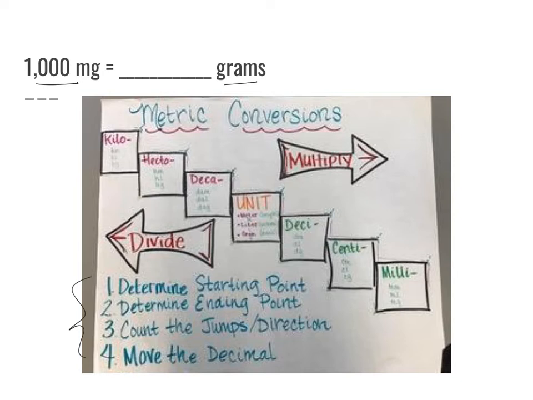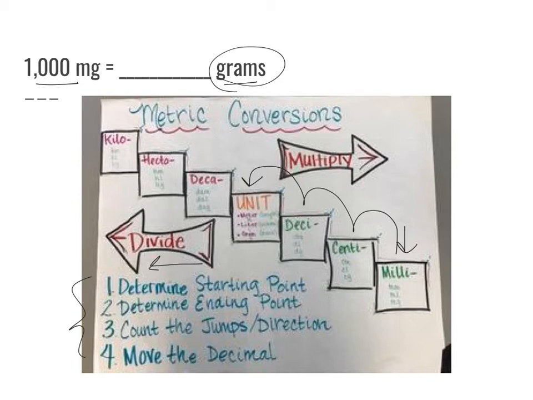You count the jumps and you note the direction you're supposed to move, and then you just move the decimal. So here, since I'm going from 1,000 milligrams, I know that my starting point is here at milli. I'm going to go to grams because that's what it says that we are converting to. So I count the jumps and I note the direction. To go from milligrams to grams, I would start at milligrams and go 1, 2, 3. And since I went to the left, that means divide or move the decimal 3 places.